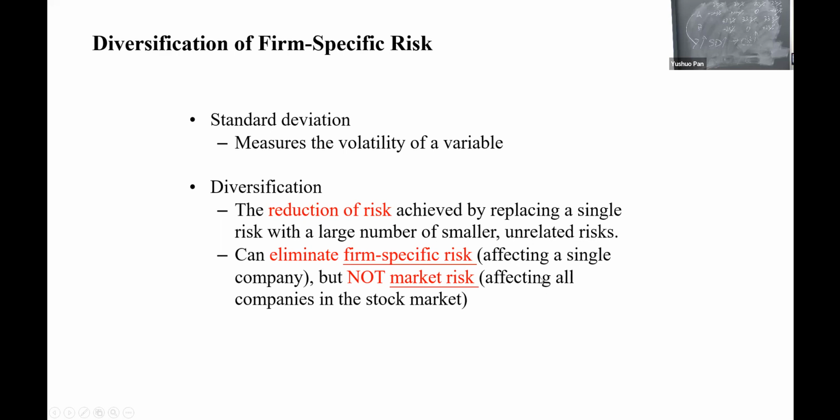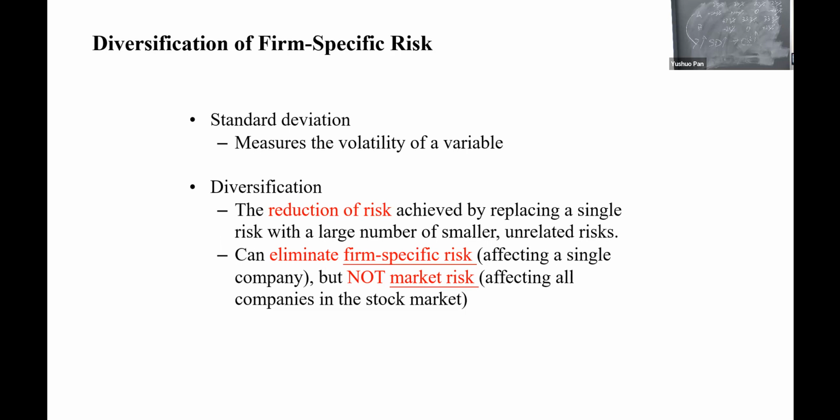Firm-specific risk is usually about just one single firm, all right? Because you do not buy one firm's stock or bonds anymore. You buy a huge number of different stocks. That will eliminate the specific firm's risk. So for a single company, you can eliminate its risk with diversification, but not the market risk.